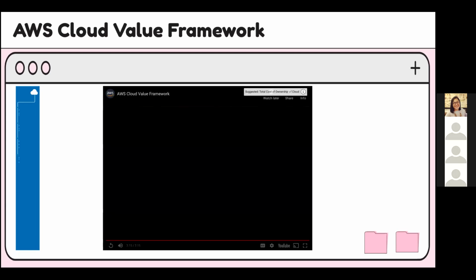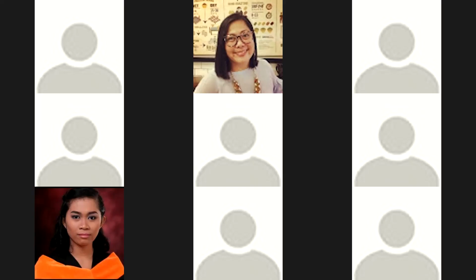Okay, so that's the AWS Cloud Value Framework. Okay, okay lang na ano, kasi next topic ikaw na, the AWS Well-Architected Framework.